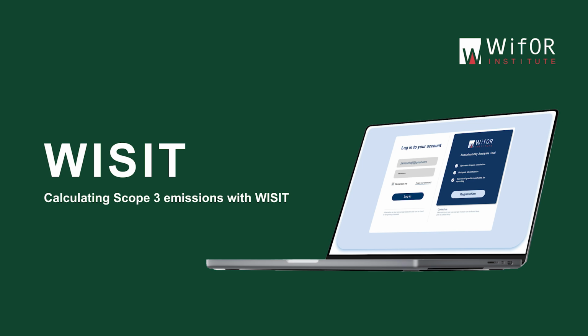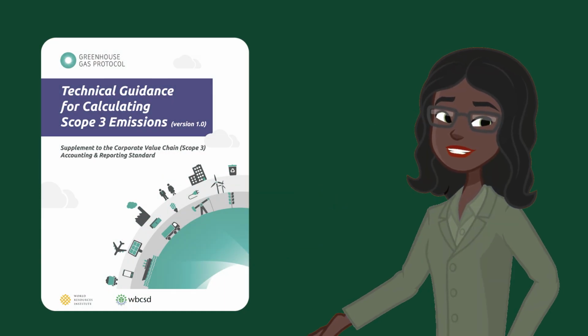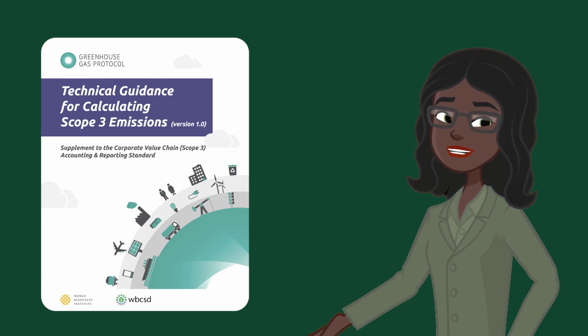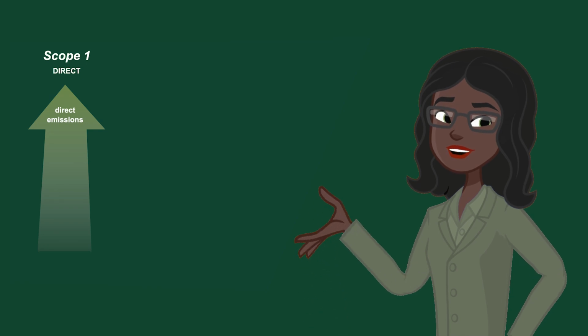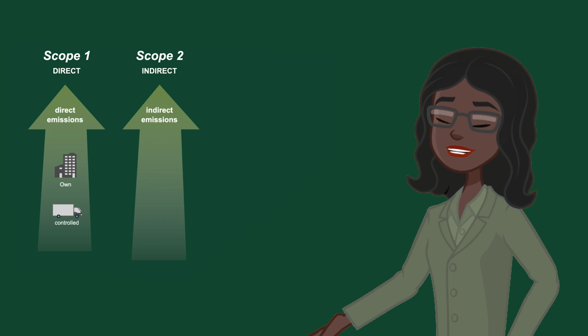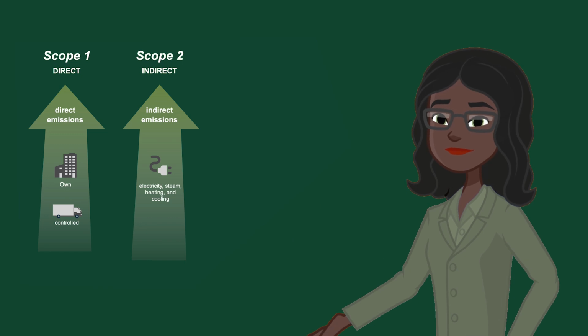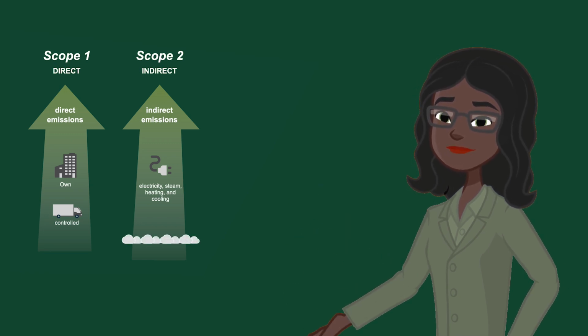Calculating Scope 3 emissions with WISIT. The Greenhouse Gas Protocol, which provides the most widely recognized accounting standards for greenhouse gas emissions, categorizes greenhouse gas emissions into three so-called scopes. Scope 1 covers direct emissions from owned or controlled sources. Scope 2 covers indirect emissions from the purchase and use of electricity, steam, heating, and cooling. By using the energy, an organization is indirectly responsible for the release of these greenhouse gas emissions.